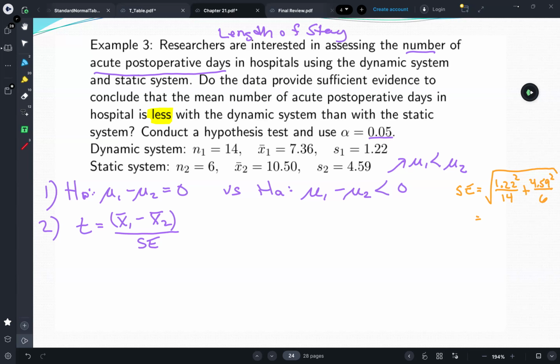So, 1.22 squared divided by 14 plus 4.59 squared divided by 6. And so what do you get for the standard error? Again, any of these pieces could be a question, right? So what's the null and alternative hypothesis? What's the test statistic value? What do we get? Anybody have a test statistic value? Anybody over here?